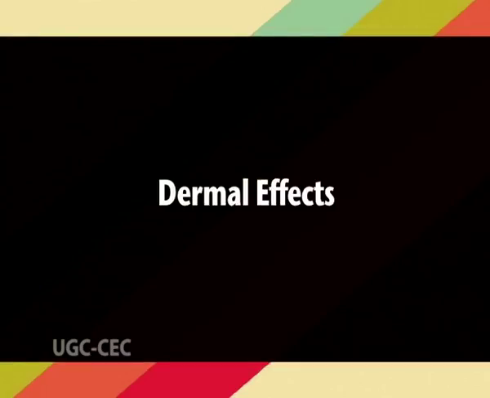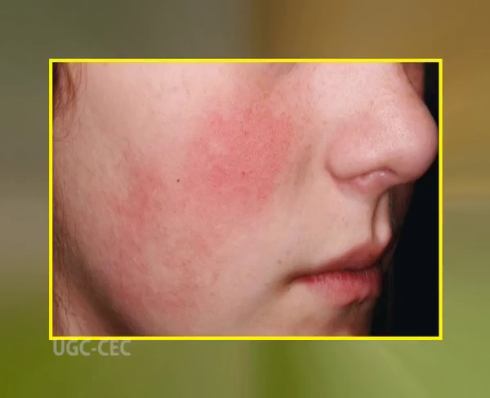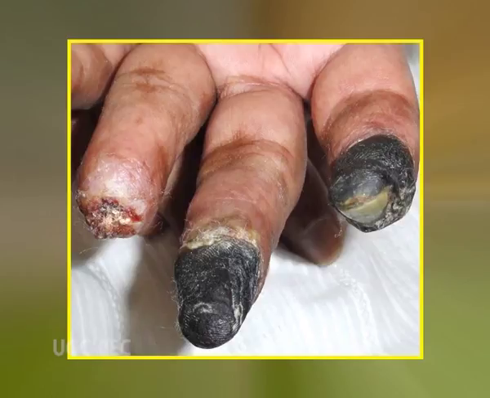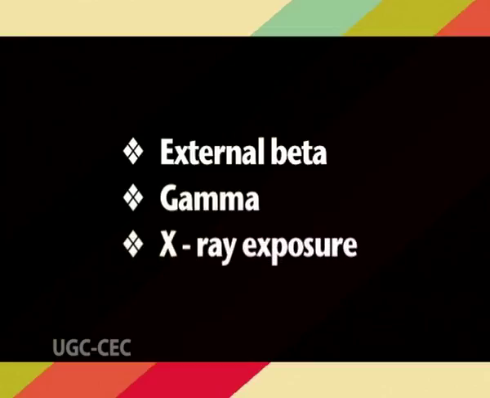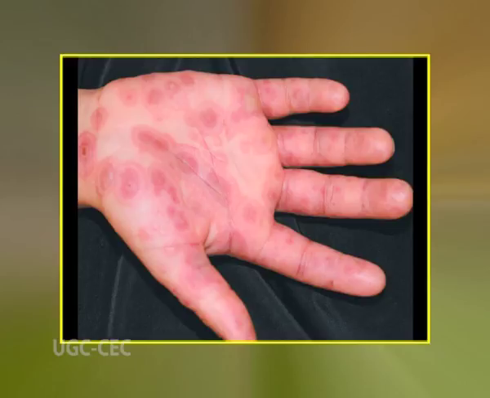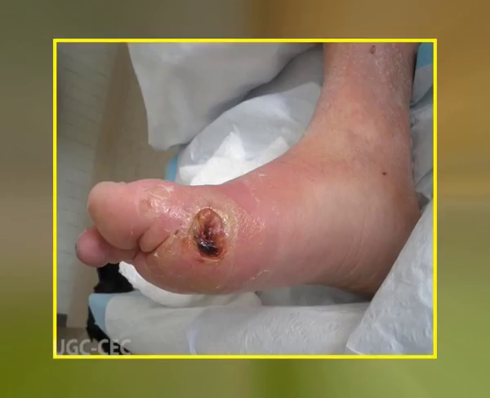First, dermal effects. Clinically observable dermal radiation effects ranging from erythema to necrosis have been observed following external beta, gamma and X-ray exposure above threshold doses. The erythema appears several hours after exposure and disappears within a day. Much greater radiation doses lead to a second erythema several weeks later, which lasts for about a month. Greater doses lead to loss of hair, ulceration and necrosis.